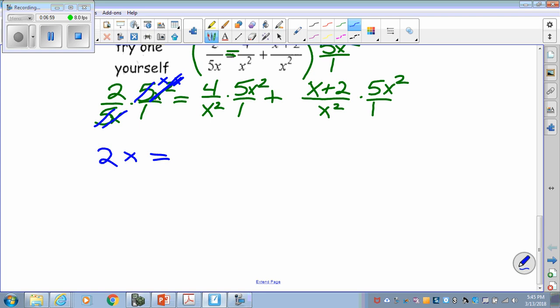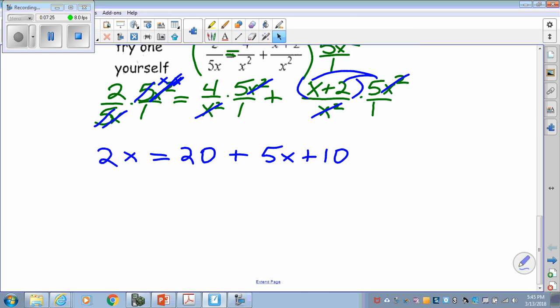And then now I have 4 times 5, so that's 20. This x squared cancels out with that x squared, so all I have is 20. And then this x squared cancels out with that x squared. But this is a binomial, so I have to remember to distribute that. So that would be 5x plus 10.